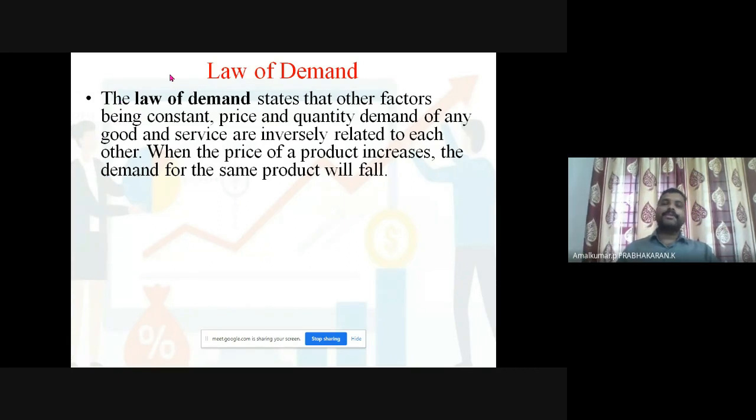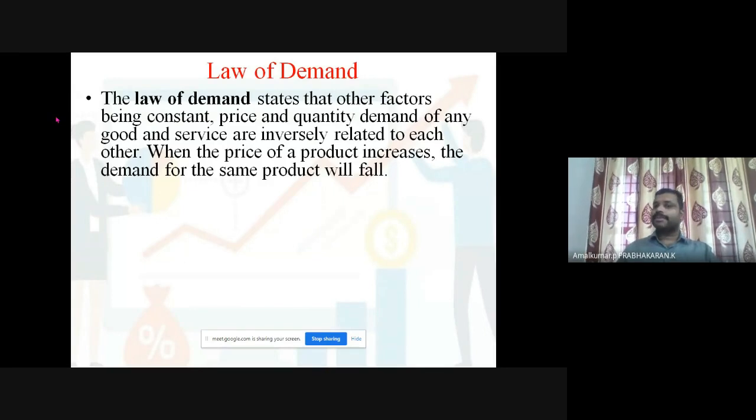So the law of demand says that the price and the quantity demanded are inversely related to each other when other things remain the same, because the other factors are constant. When the price of a product increases, the demand for the same product will fall. When the price of a particular product increases, the demand for that product will decrease. This will happen. This is the law of demand.